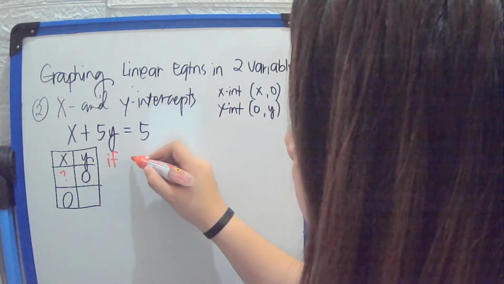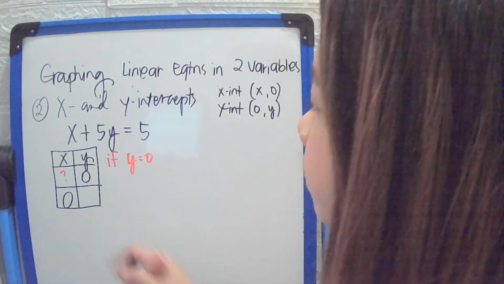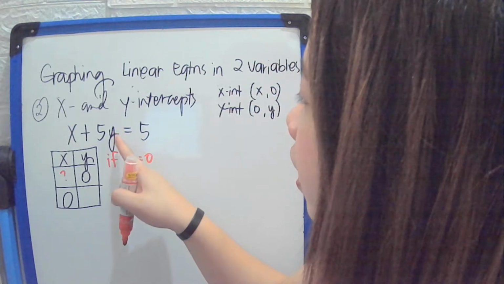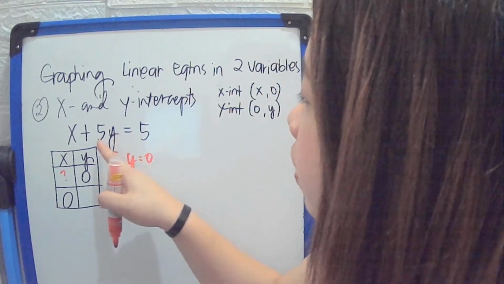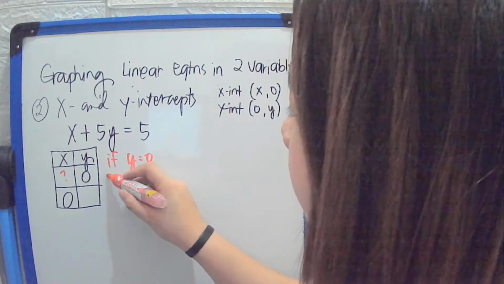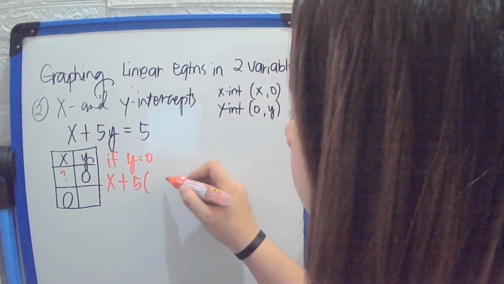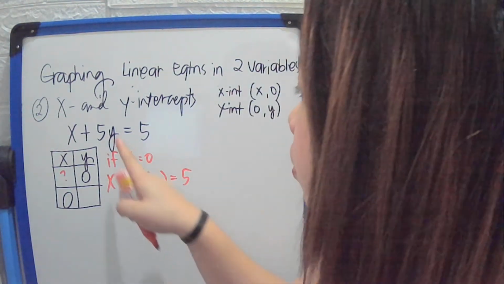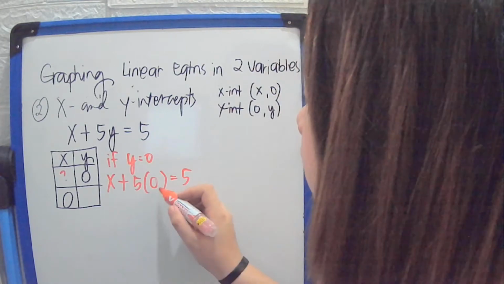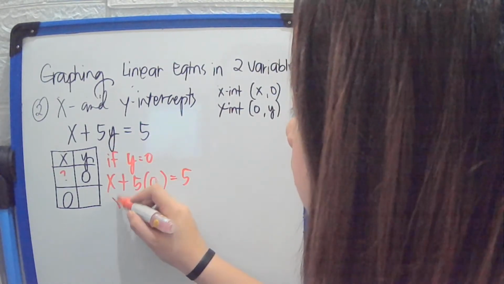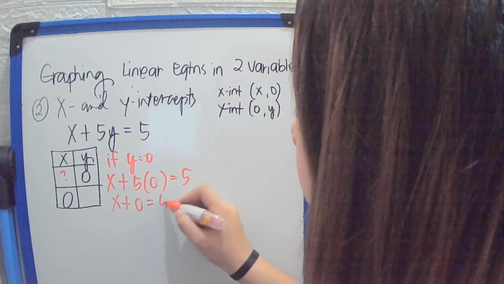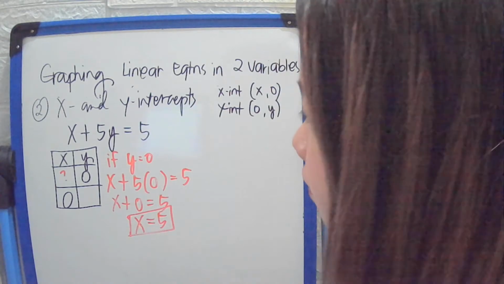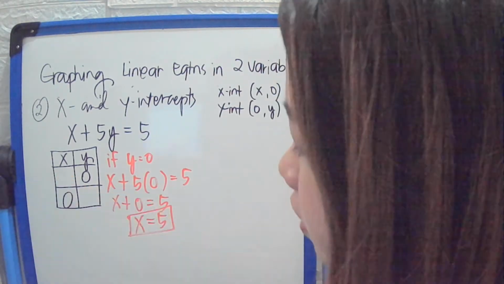So let us compute. If your y is 0, so you use the equation. Since your y here has a numerical coefficient of 5, you will multiply it. So here you copy x plus 5, and then we put parentheses for the value for the variable. So your y is 0, so that will be 0 times 5. So x plus 0 is equal to 5. Then x plus 0 is x, then 5. The value for x is 5. So, yun po yung ilalagay natin dito.